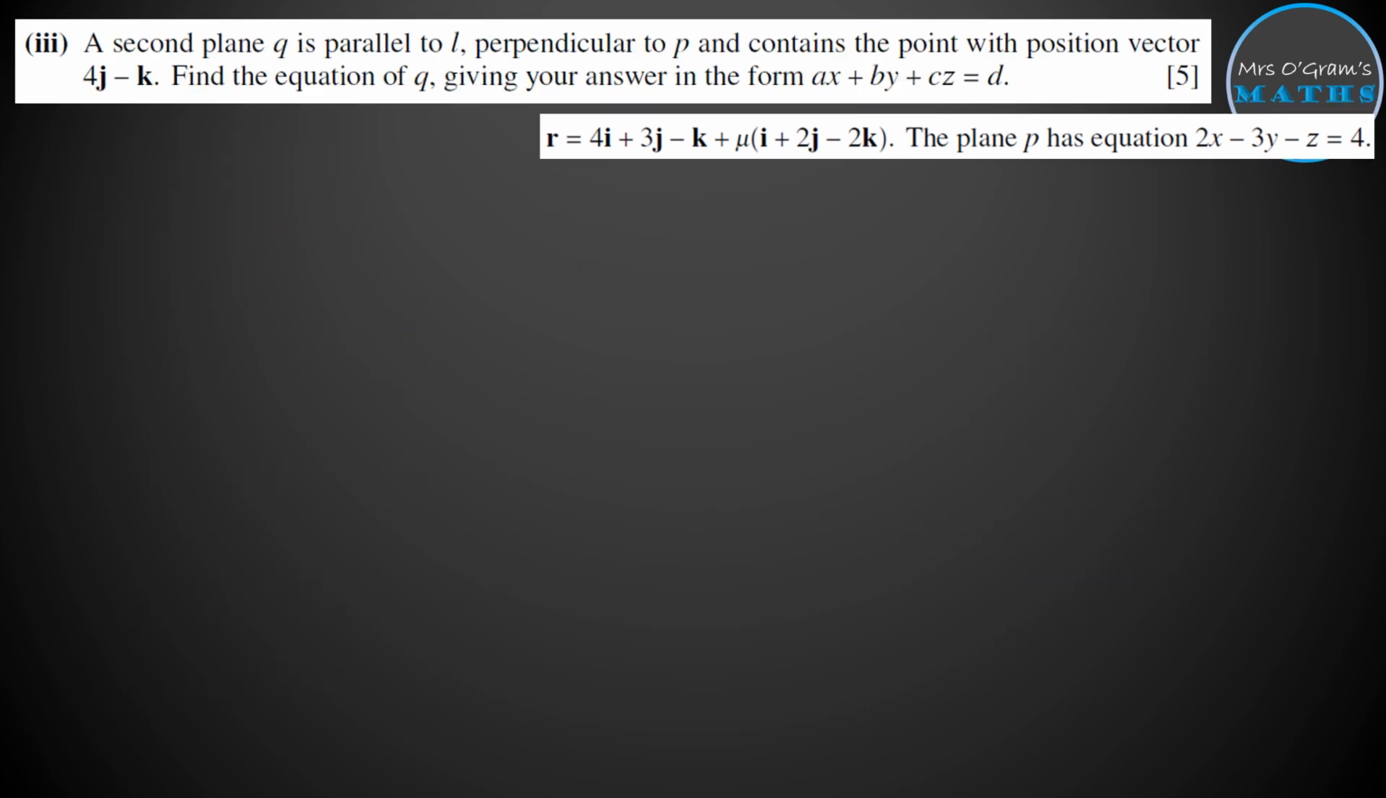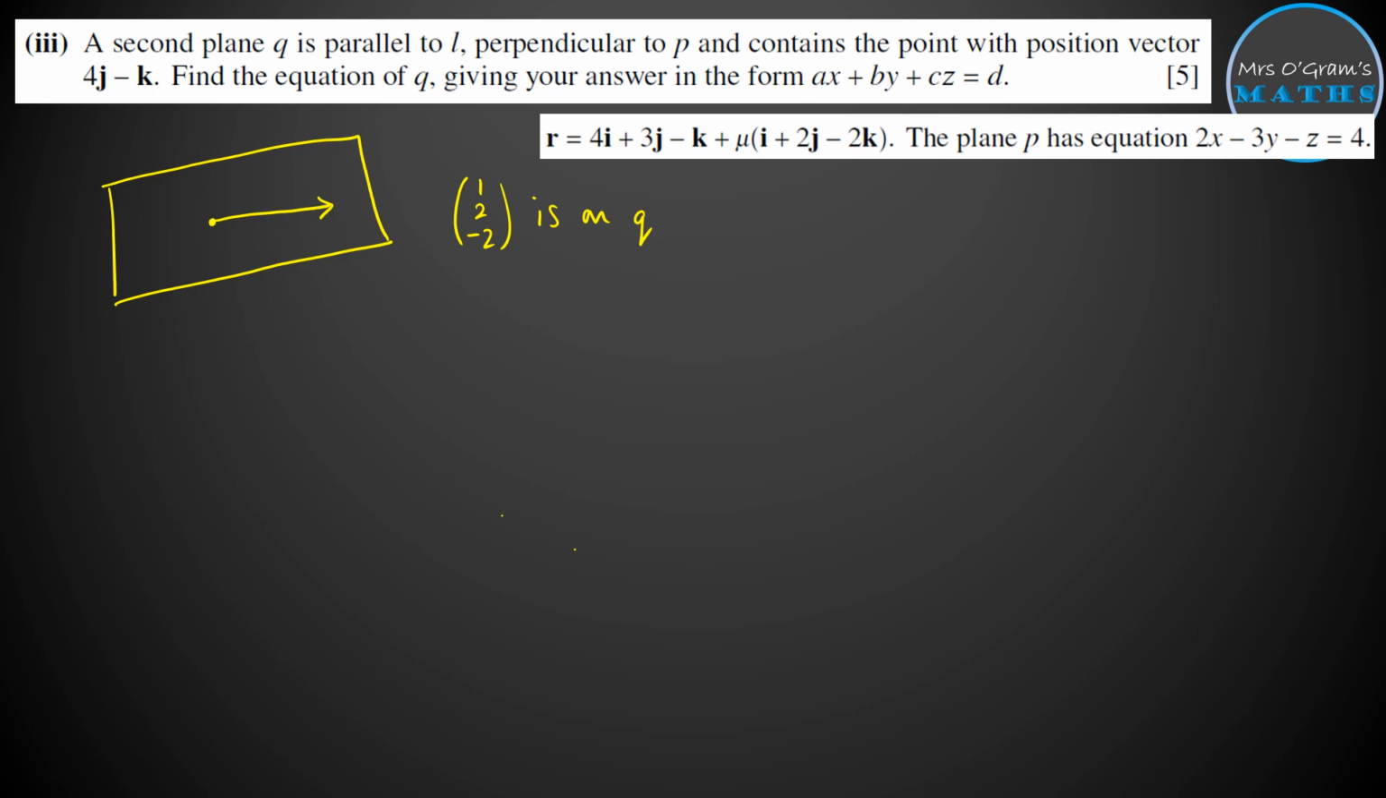Okay, so we'll break down what we're being told about this second plane Q. So Q is parallel to L. That means that the direction vector for L can be found on Q, since the line and the plane will never meet. So the direction vector of (1, 2, -2) must be on that plane.